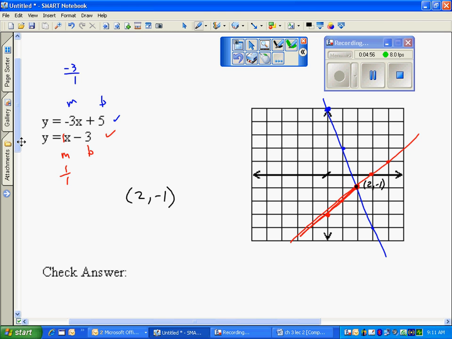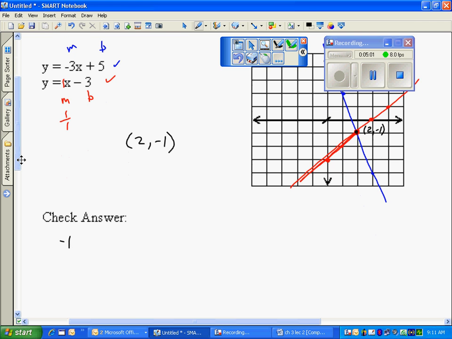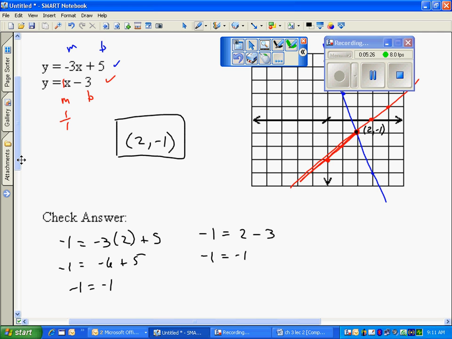In other words, I'm going to take my y coordinate and plug it in for y, my x coordinate in for x, and test to see that this is in fact a solution, and it is. Let's plug it in my second equation, -1, which is y, equals x minus 3. 2 minus 3 is -1, and it works in both. So this ordered pair is a solution to my system of equations, and that's how we find it visually through the graphing method.